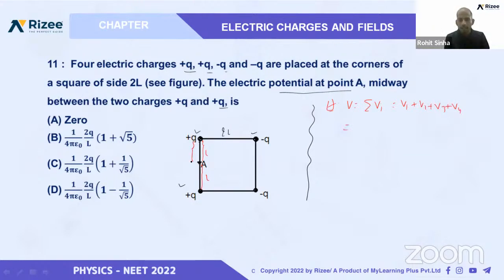This distance is L, so you can write the potential here. And for this minus Q, what will this distance be? This is L, this is 2L, so this will be root 5 L, and the same from here also, root 5 L. Similarly, you can write for all the charges. You can try, or I should solve it? I think it's a waste of time. You can try, please tell.